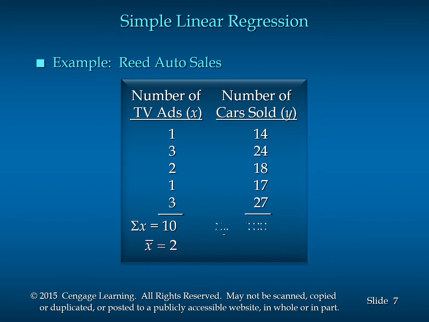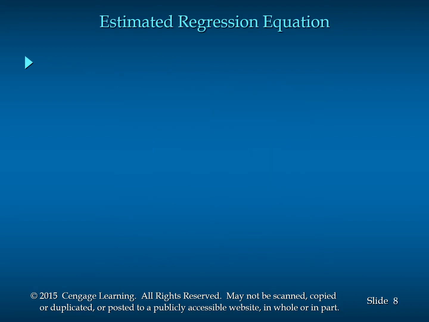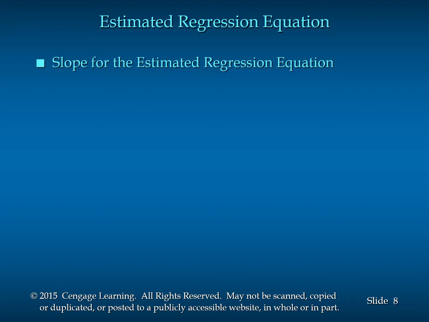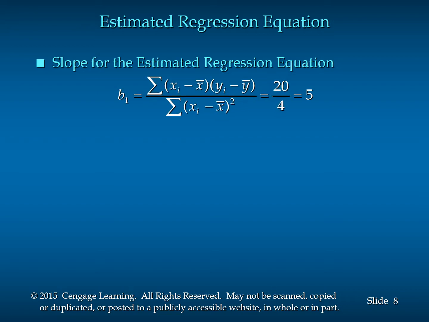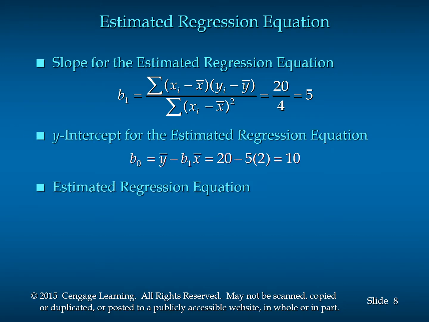For each, we can calculate the mean of x and the mean of y. Given the means, we can calculate the slope, beta sub 1, to be equal to 5. Given that slope, we calculate the y-intercept to be 10.